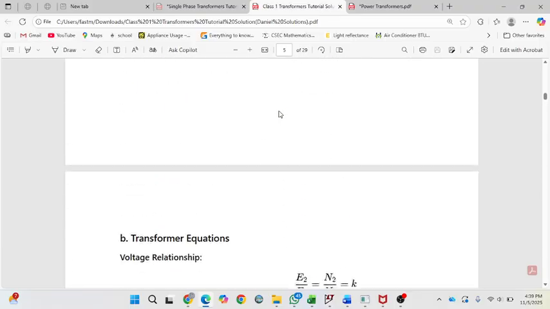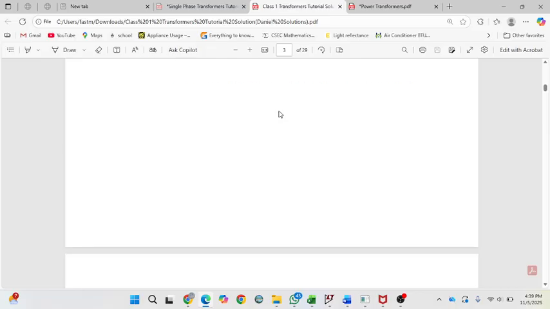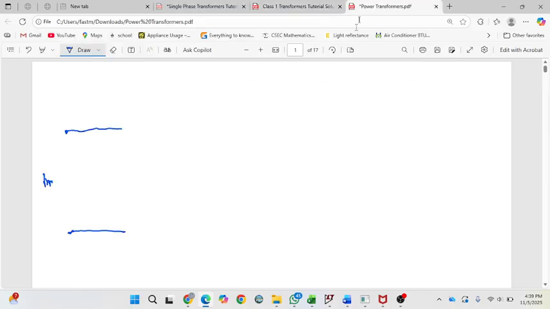Documents. I do not like this pen. I forgot that.